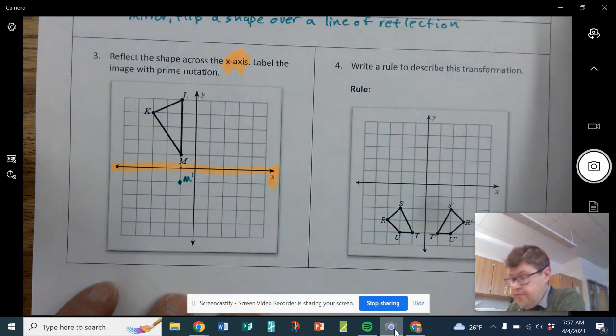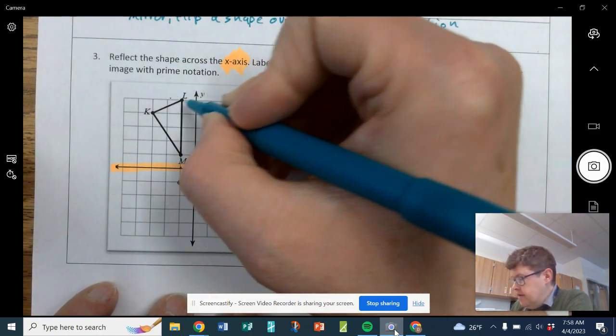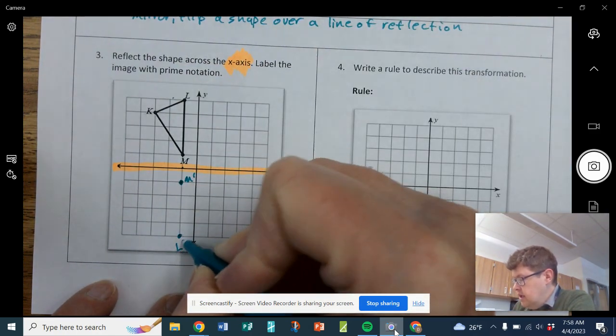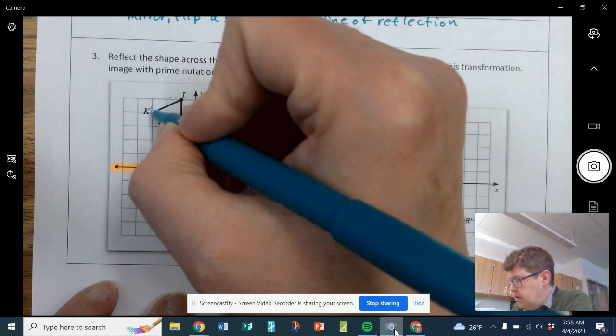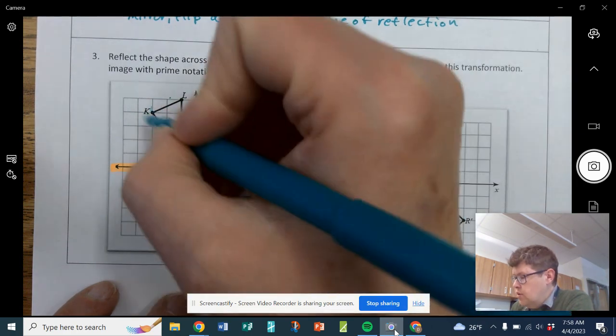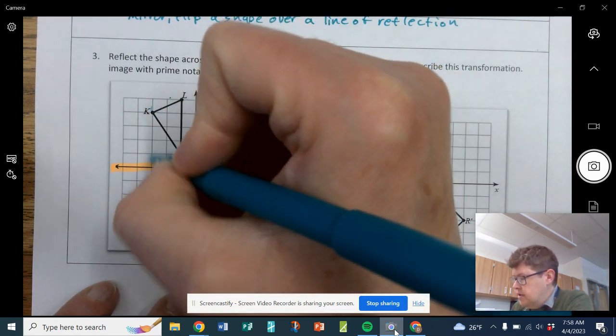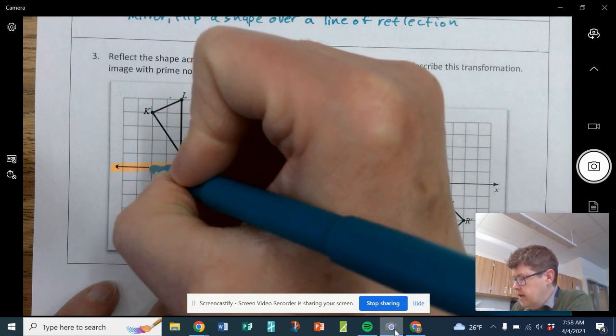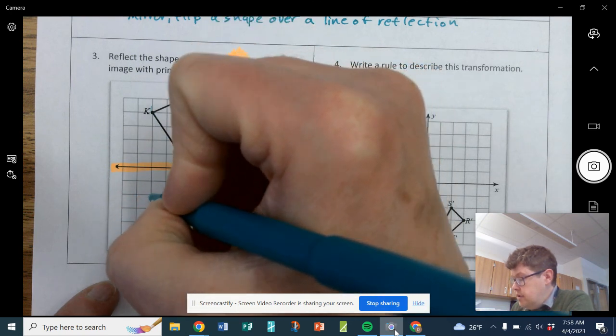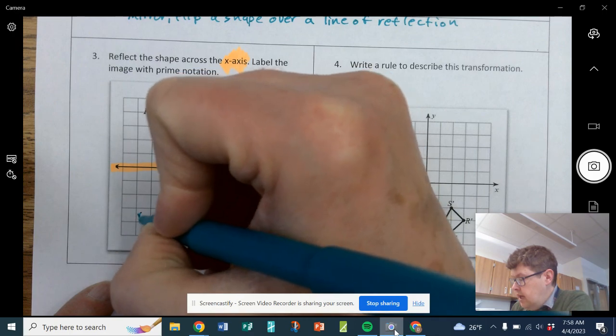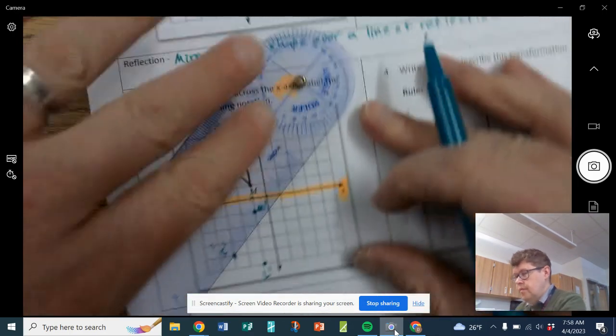That becomes M prime. L is 5 away. It's also kind of on the outer edge here, so I just know that it's going to match that. And then K is 1 away from the edge, or 4 away from that line of reflection, right? So 1, 2, 3, 4, and we count that same distance on the other side. 1, 2, 3, 4, K prime.